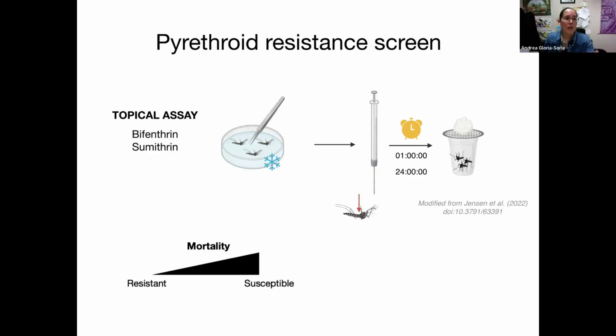And so in the topical assay, as I said, we knock down the mosquitoes with cold, then we apply a known dose of the insecticide on their thorax and monitor them for up to 24 hours, to determine which ones survive and which ones don't.